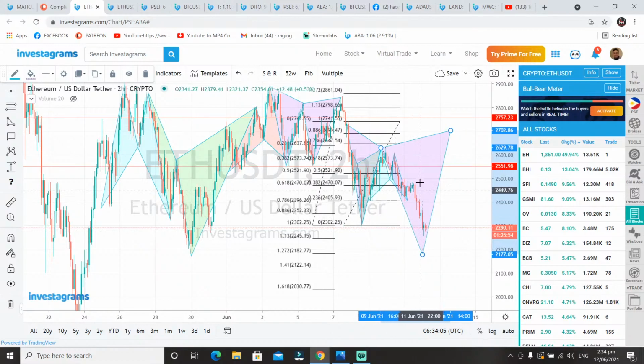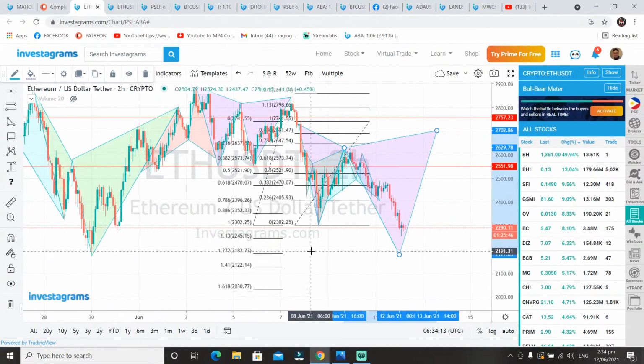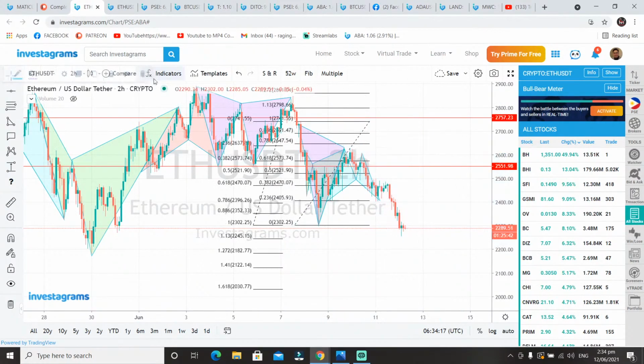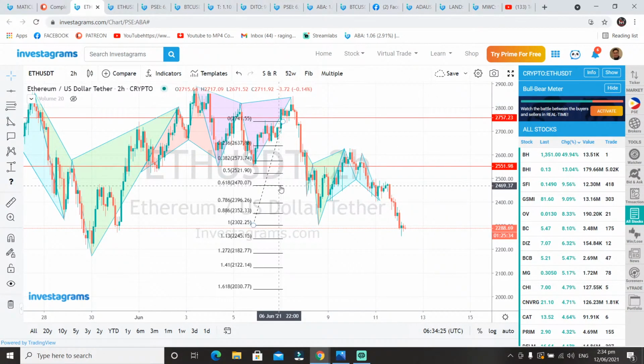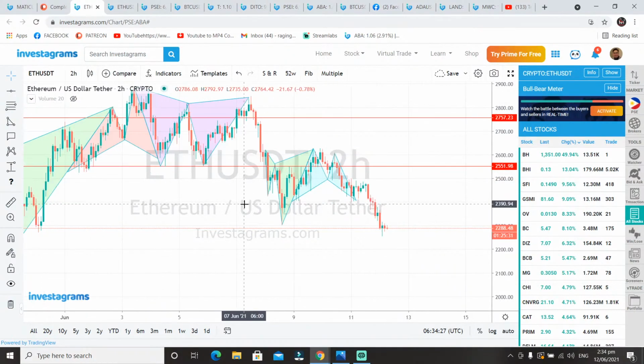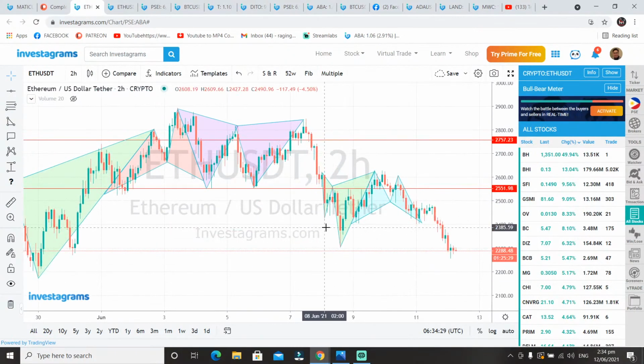So that could be another pattern that it could form, no? But I will not be putting this now because it hasn't materialized yet. So we still have to wait for the small pattern that it's creating right now. It's forming right now. So I'll remove this. Remove this. Okay, so as we see X, A, B, C.